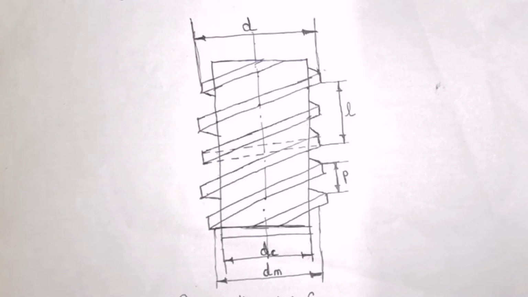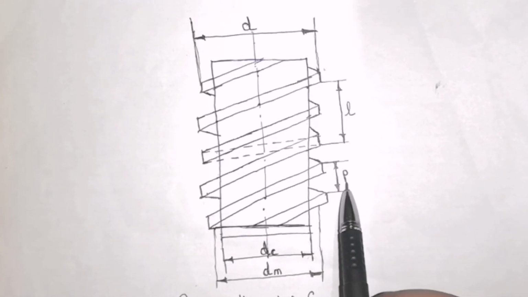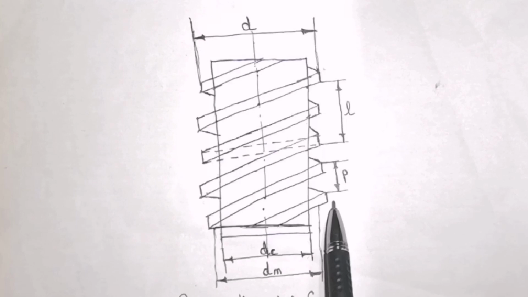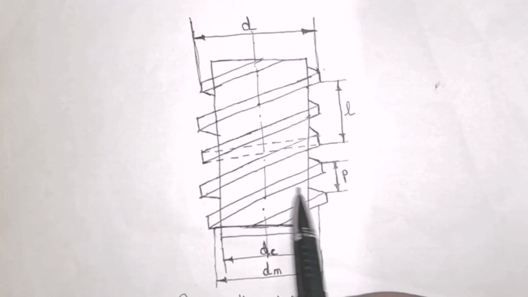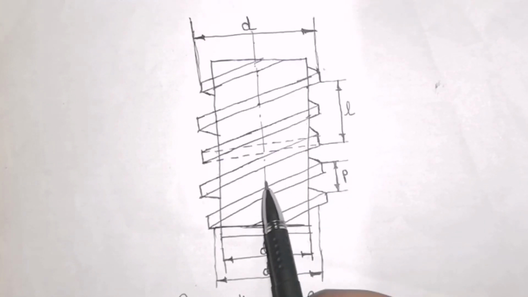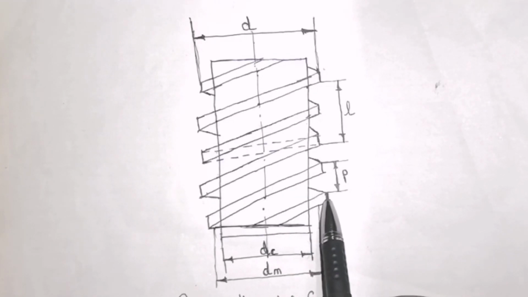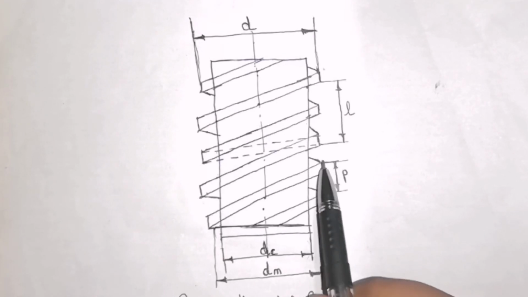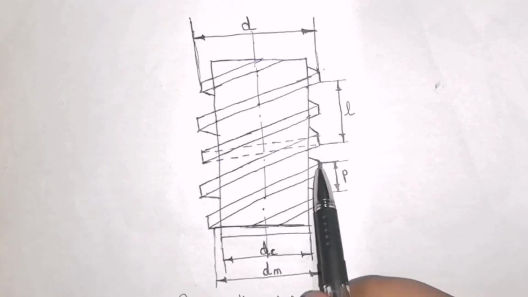The first terminology is the pitch. It is denoted by small p and is defined as the distance measured parallel to the axis of the screw from one point on the thread to the corresponding point on the adjacent thread.